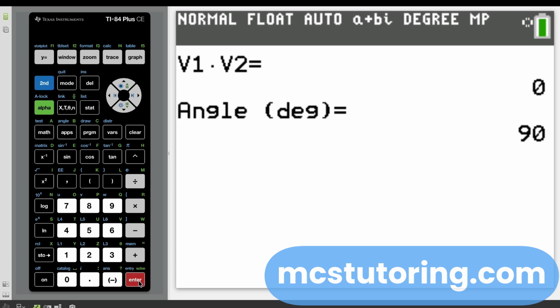Cool thing is the dot product is 0 and the angle is 90 degrees. So dot product of 0 means that these two vectors are perfectly perpendicular to each other. The program confirms it immediately. If you've ever needed to verify whether two vectors are orthogonal on a test or in a problem, this is how you do it in just a few seconds.